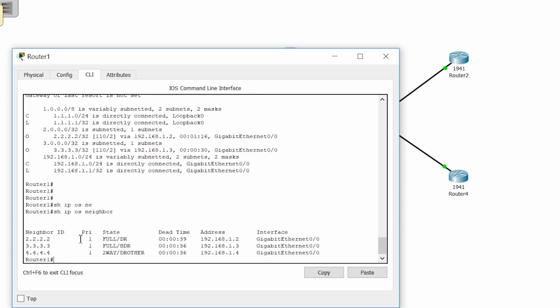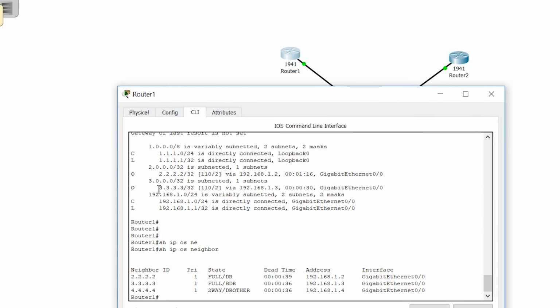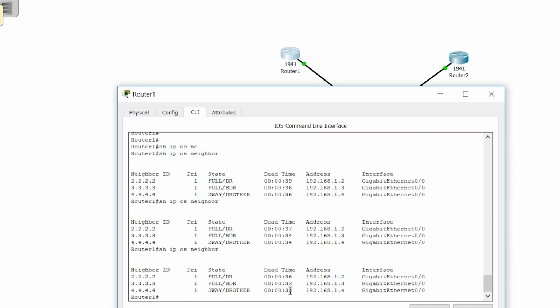We see that 2 has, okay, so this is with router 1. Router 1 says the neighbor is 2.2.2.2. This is the neighbor's router ID. So with 2.2.2.2, it is in a full state, and router 2 is the DR. This is the dead timer. If you see 34, 33, 32, every time it comes to 30, it resets that number.